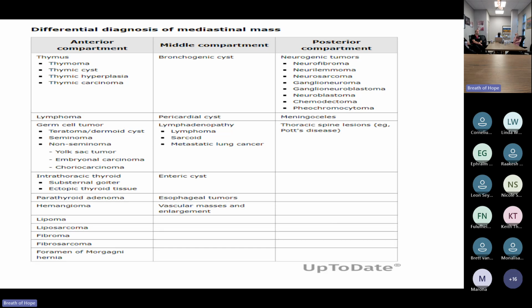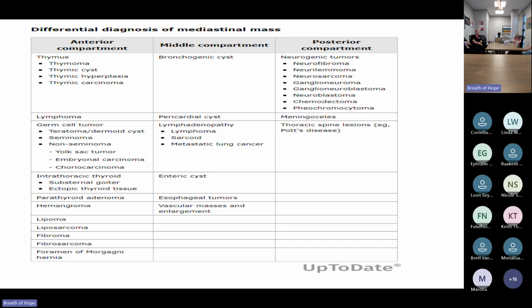Now, if you zoom in on the details and look at the anterior compartment, it will be the thymus. Thymus enlargement can tell you about four things. One could be a thymoma. Two could be a thymic cyst. Three can be thymic hyperplasia. Four would be thymic carcinoma. So you need to interpret the findings, and you probably need more investigation. Lymphomas, of course, are common, and germ cell tumors include quite a few types.